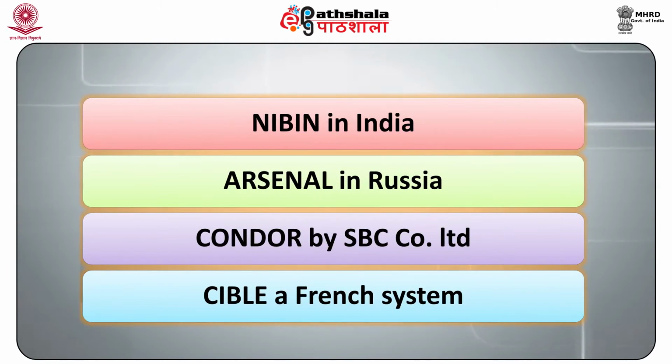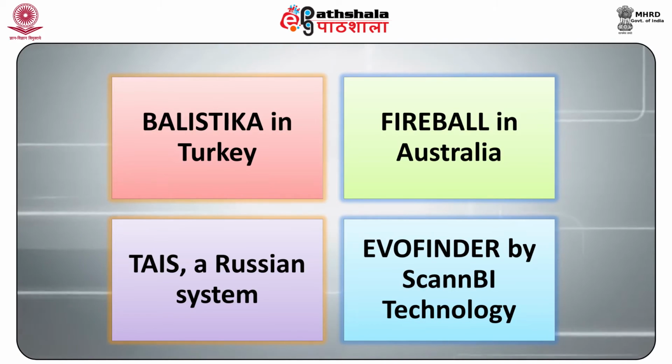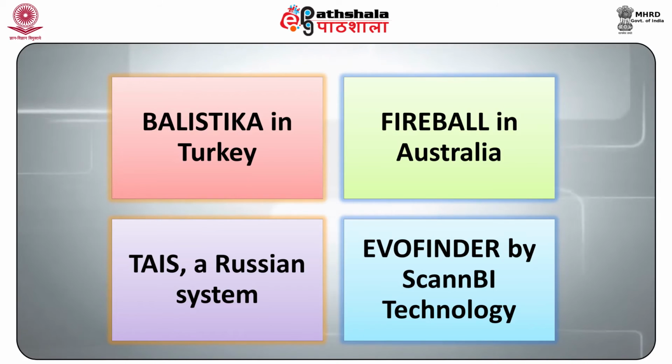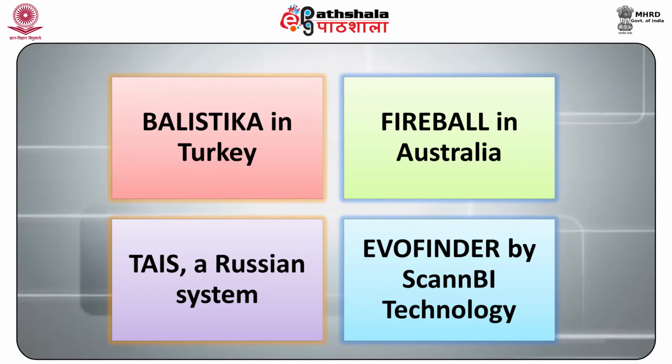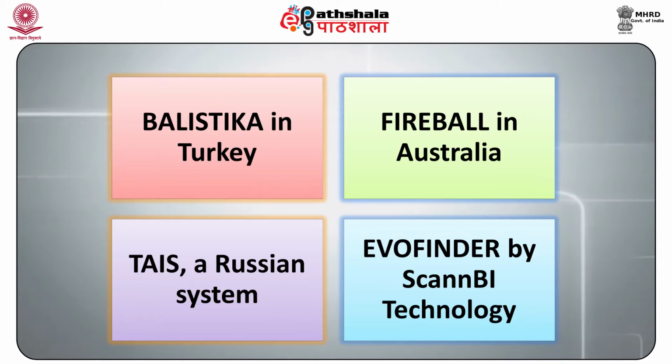There is, in fact, a long list of ballistics identification systems that are available in the market, and some of them are NIBIN in India, Arsenal in Russia, Condor by SBC Co Limited, Sibyl, a French system, Ballistica in Turkey, Fireball in Australia, Tyres, a Russian system, and the last one is EvoFinder by ScanBi Technology.